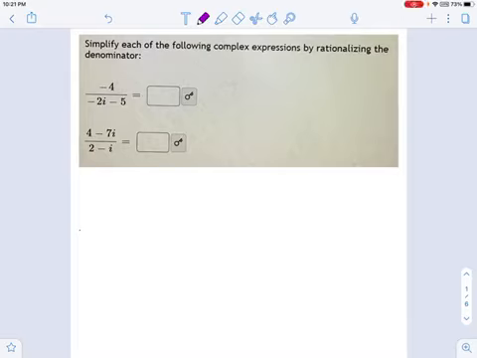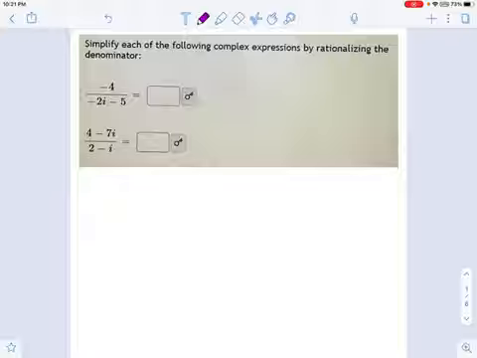We have to rationalize an expression that has a complex denominator. And it's easier when the denominator is something simple like just i, right? Then you just multiply by i over i and you're good. Or 5i or 2i or whatever. But this is 2 minus i.